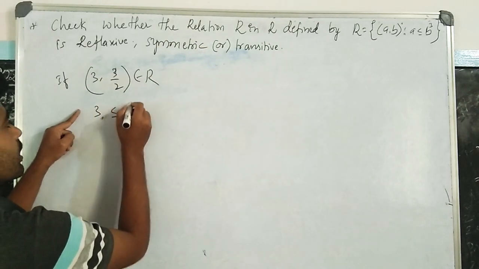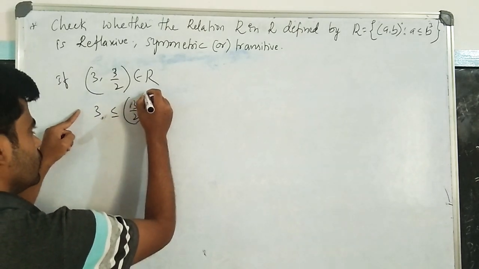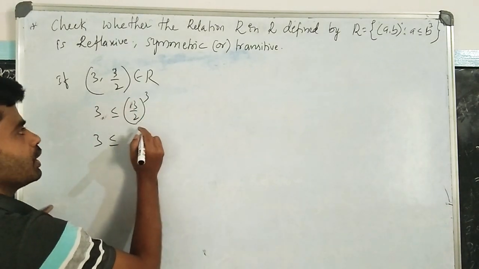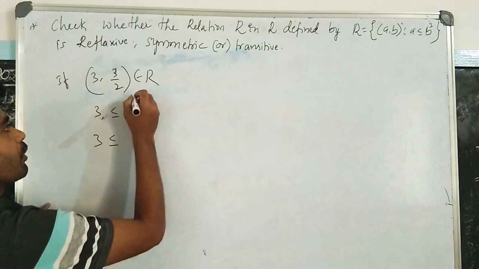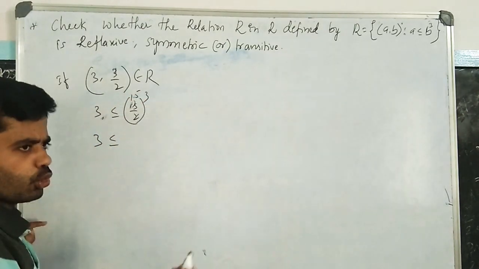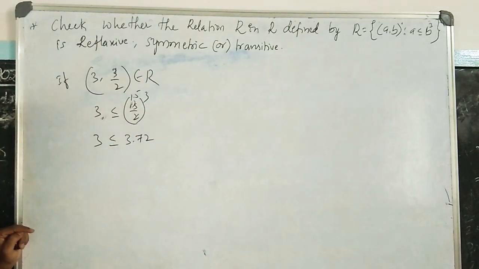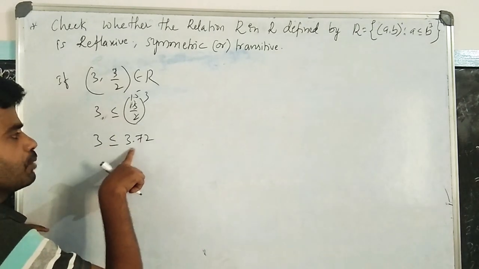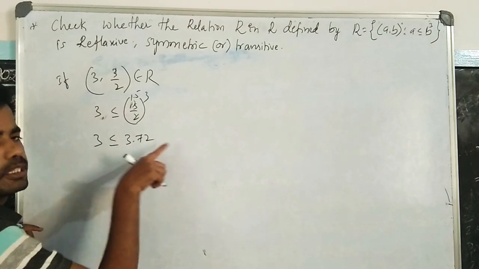3 is less than or equal to (3/2) whole cube, I said that. Now, is 3 less than 3 by 2? 3 by 2 is 1.5. 1.5 whole cube is nothing but 3.72 something. Are you sure 3.7 is greater than 3? Yes. 3.72 is greater than 3, and 3 is less than 3.74.